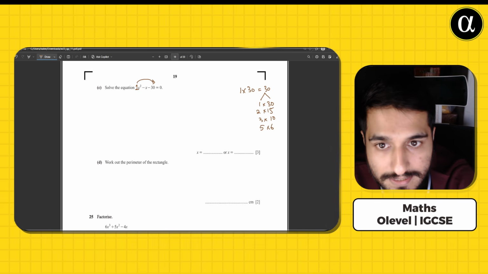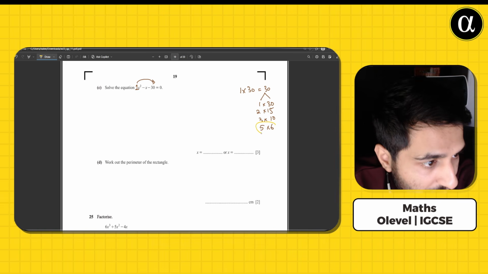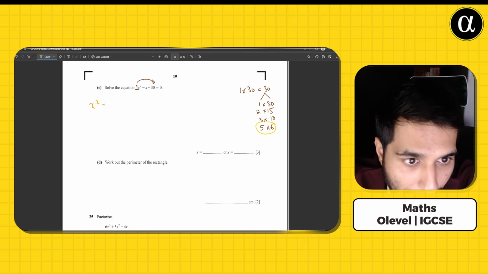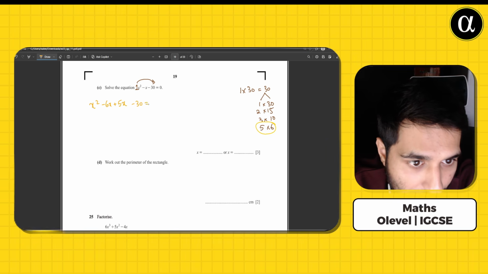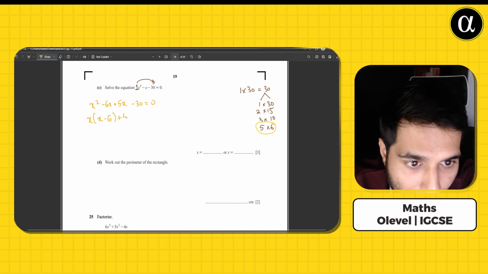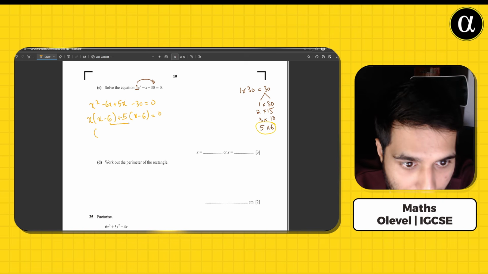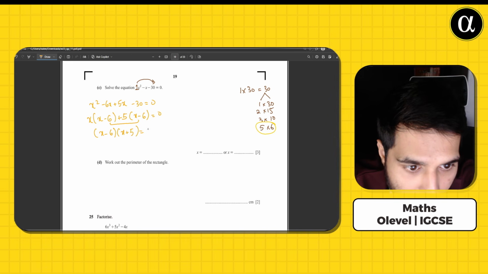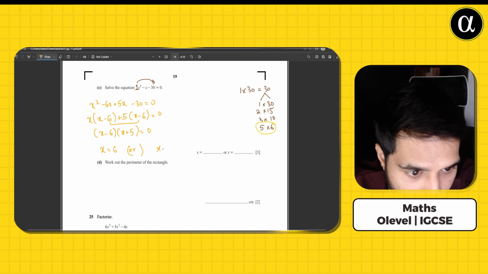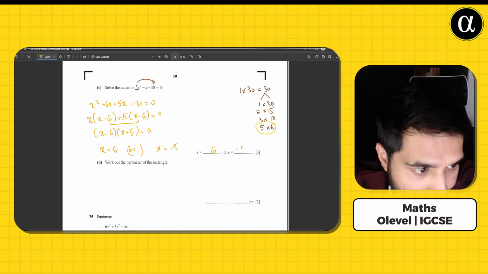So we need to get minus x, that means we need to get 1, which can be achieved with the help of this factor, and this will turn out to be x square minus 6x plus 5x minus 30 is equal to 0, and we take x as common. If we take x as common, we're going to be left with x minus 6 plus 5, and then x minus 6 is equal to 0, and since the two brackets are the same, that means we are doing it correctly. It's going to be x minus 6 and x plus 5 is equal to 0. So for the first one, it's going to be x is equal to 6 or x is equal to minus 5. So it's going to be 6 and minus 5.